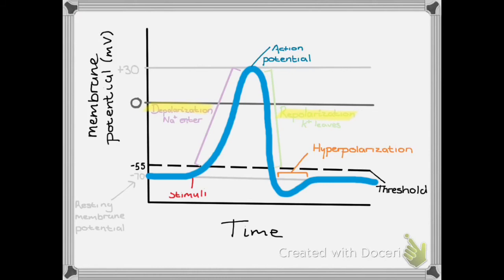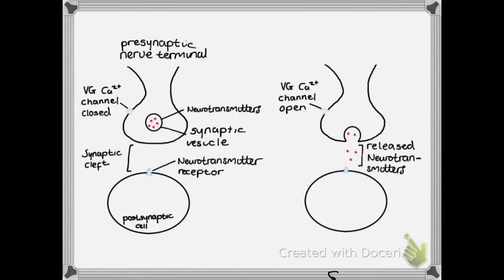But eventually it sorts itself out and levels back off again, back to the resting membrane potential of your minus 70. So I mentioned a little bit earlier about the synapse and what goes on here, so I'll cover it for you.